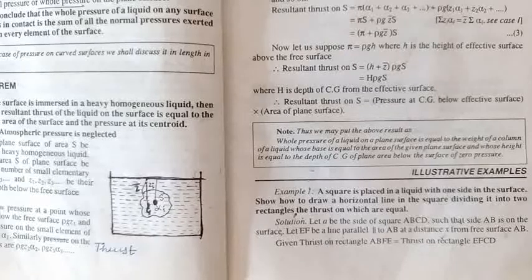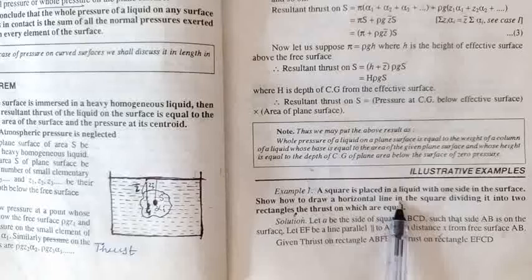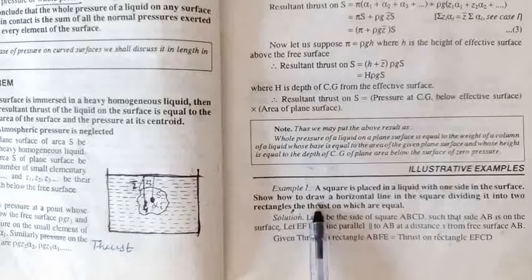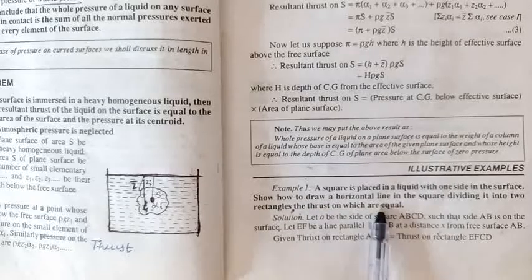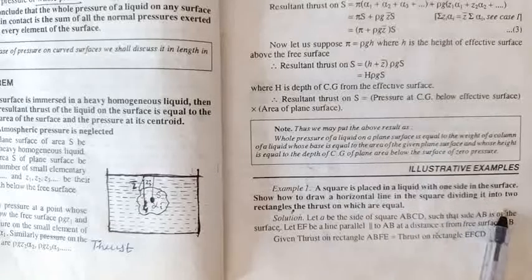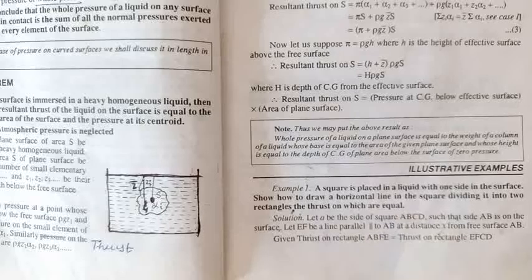In today's lecture, we will discuss examples related to pressure on plane surfaces. Our first example is a square placed in a liquid with one side in the surface. We have to show how to draw a horizontal line in the square, dividing it into two rectangles, the thrust on which are equal.